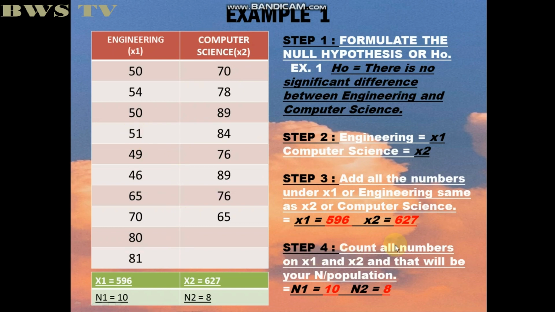For step 4, count all the numbers in x1 and x2, and that will be your n, your population. So we have 1, 2, 3, 4, 5, 6, 7, 8, 9, 10, which, as it says here, n1 for engineering is equal to 10. Same thing for computer science, which is 8. So once you have all those variables, the summation and the population, next.